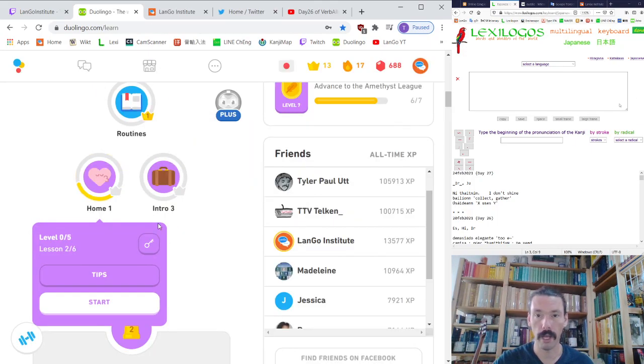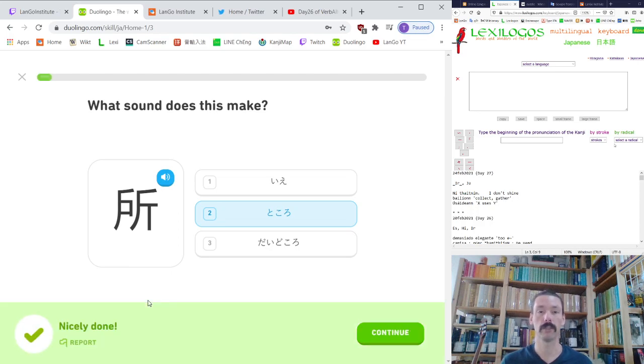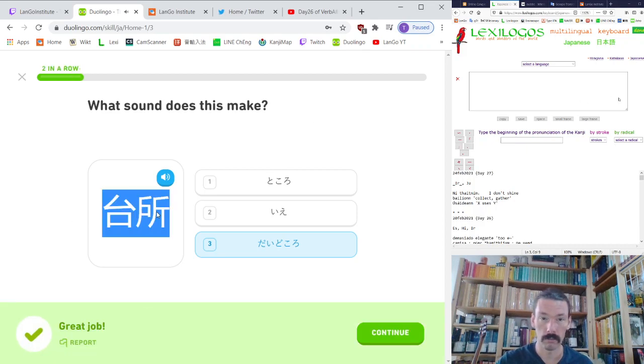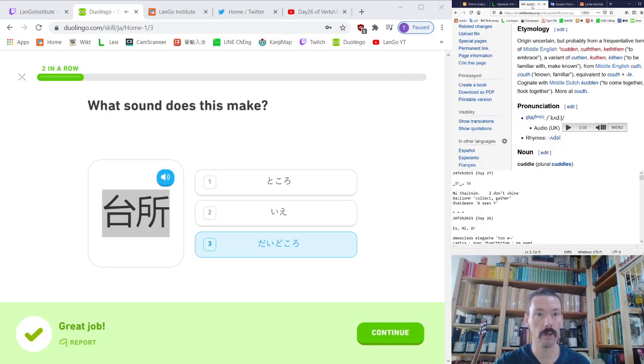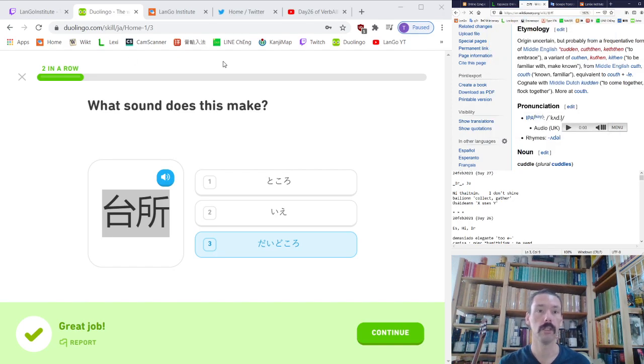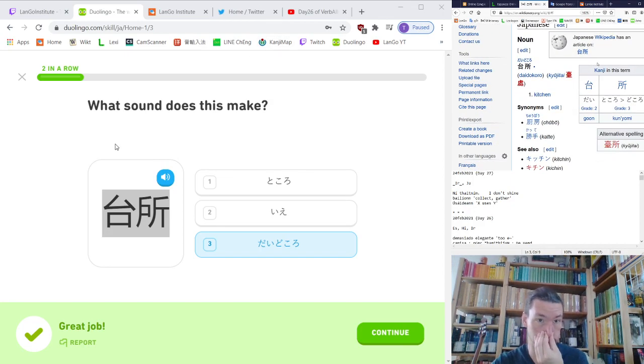All right, let's do this one halfway, switch back to Irish. ところ, Tokoro, place. 台所, Daidokoro. What is that? Yes, I can just copy it from there. How convenient. Daidokoro. I know these components, but not in this combination. The kitchen. Oh.